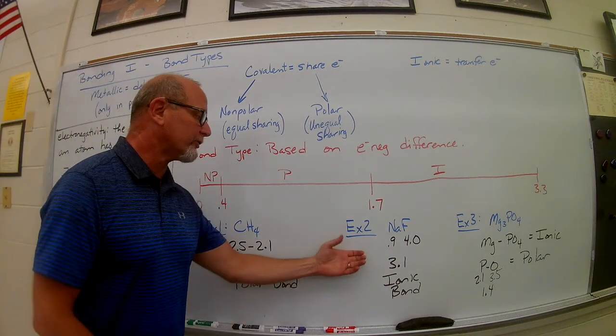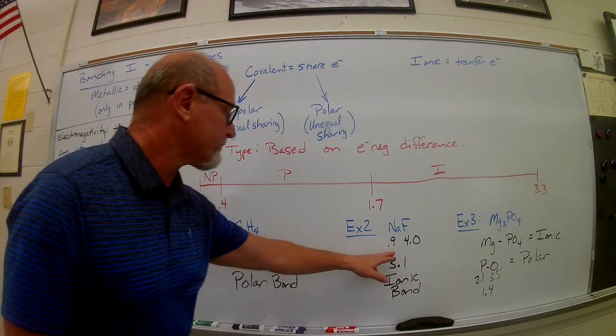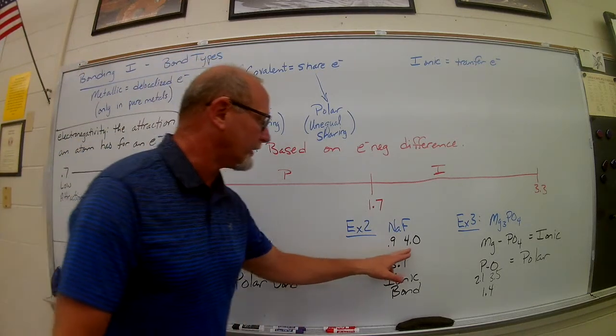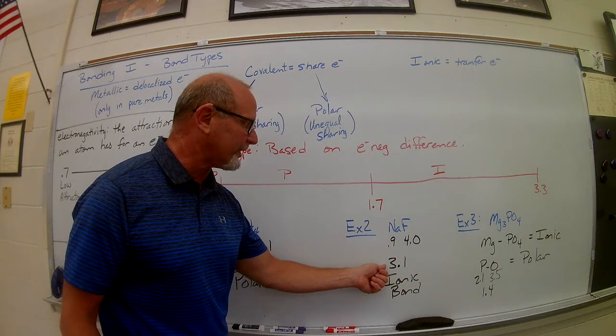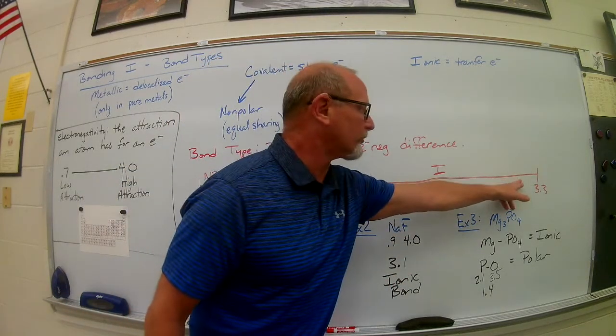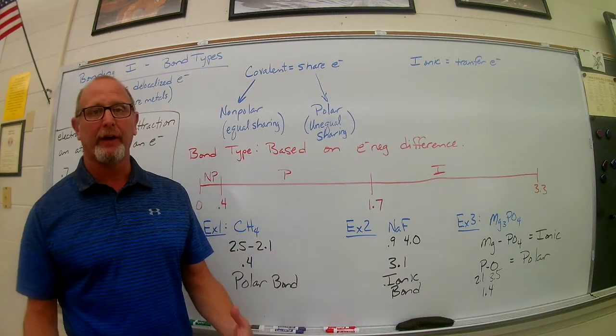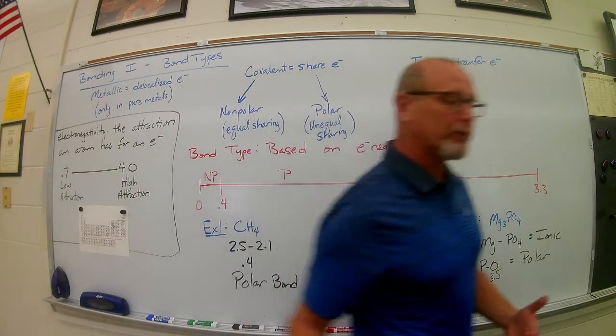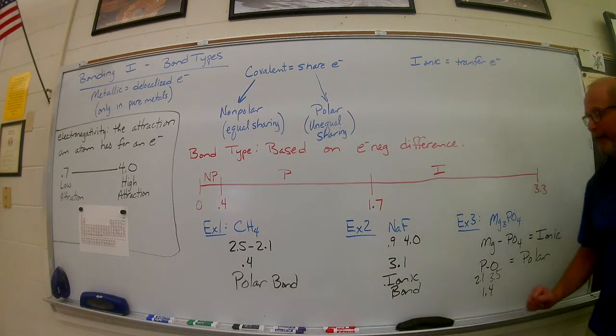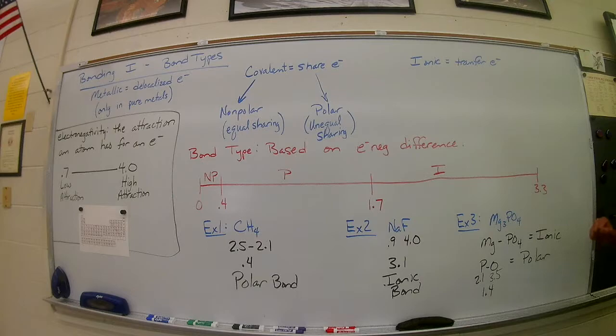Now, let's look at our second example. Now we've got sodium with a value of 0.9 and fluorine with a value of 4.0. That electronegativity difference is 3.1. That's way down here. That's a very ionic bond. And that's going to change how the characteristics of this molecule behave. We're not going to get into that now. Right now we're just trying to do bond types.